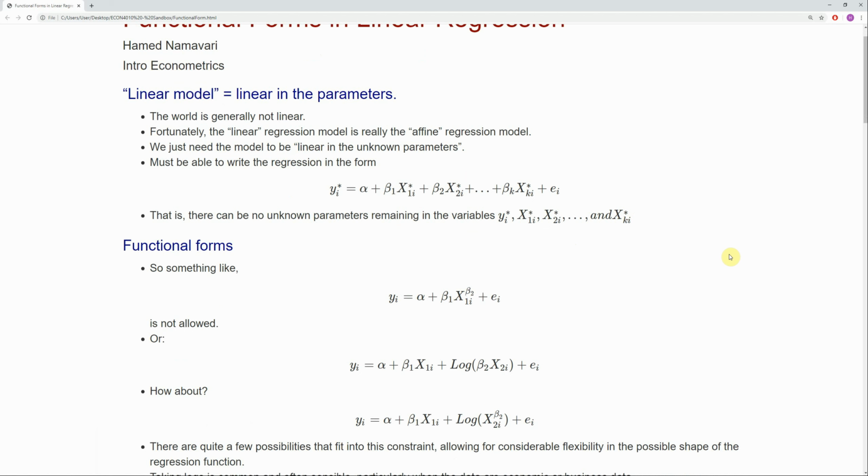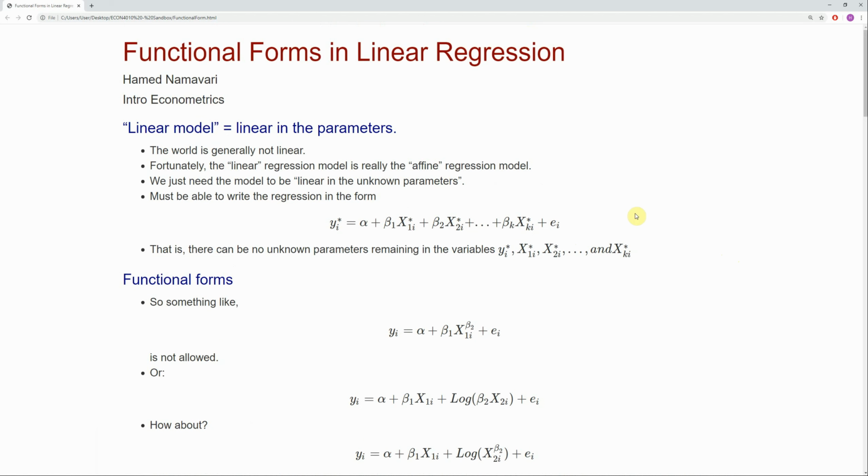So what we mean by linear model in linear regression is that the model should be linear in the parameters, more specifically in the unknown parameters. We know that the world is generally not linear. However, we can have models that show the effects of different things in a linear form and matter in explaining our left-hand side.